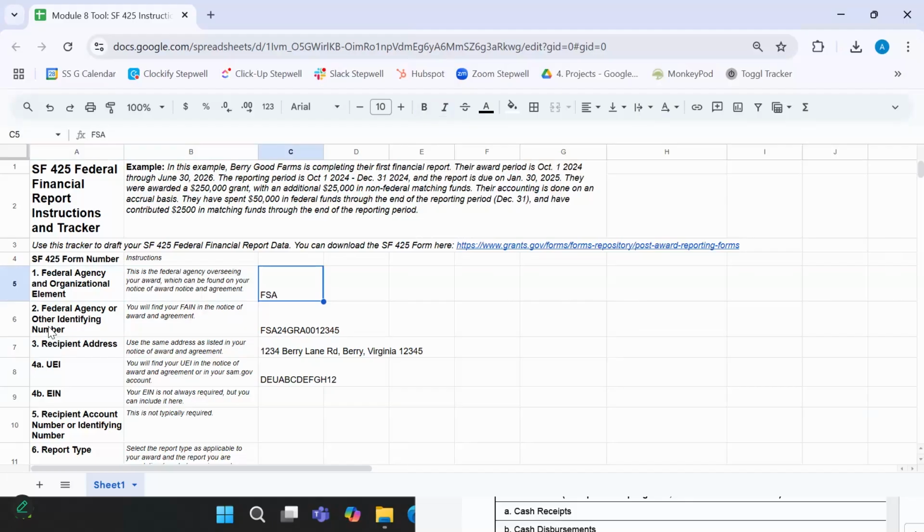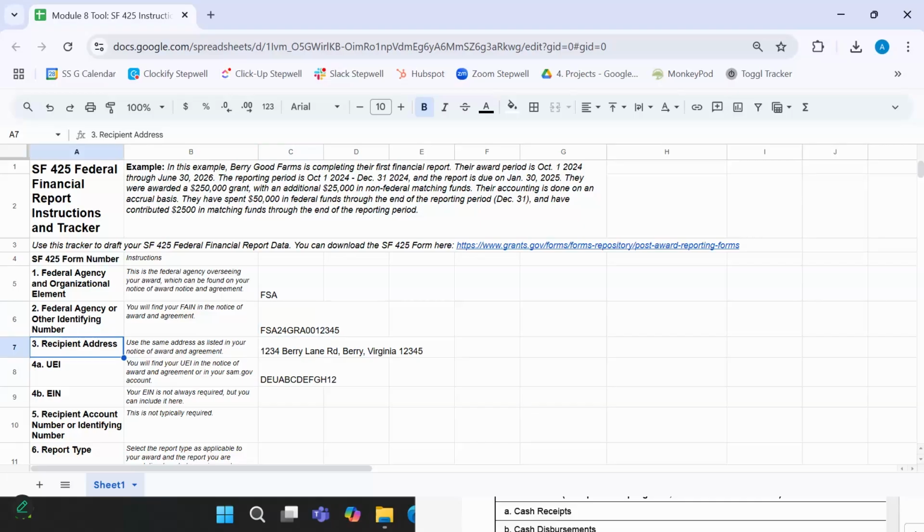Box 2 is the FAIN, or your Federal Award Identification Number. It can also be found in your award agreement. Box 3 is your organization's address. We recommend you use the same address as is listed in your Notice of Award and Agreement.